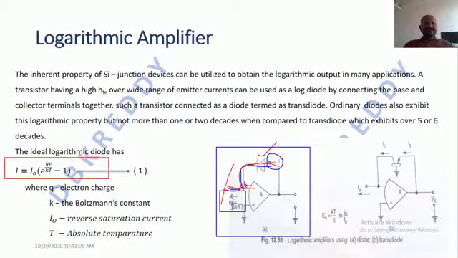And k is the Boltzmann constant. T is the absolute temperature, which is there on the screen. So this is equation number 1. I am assuming it as equation number 1.